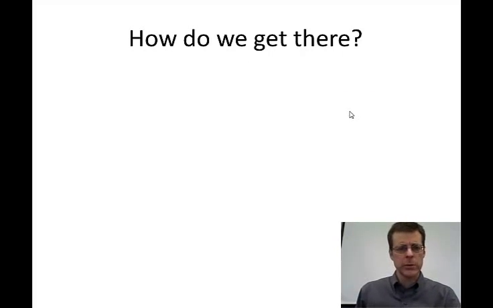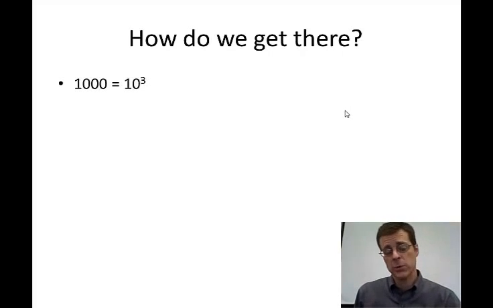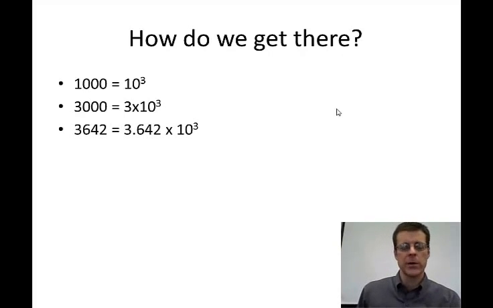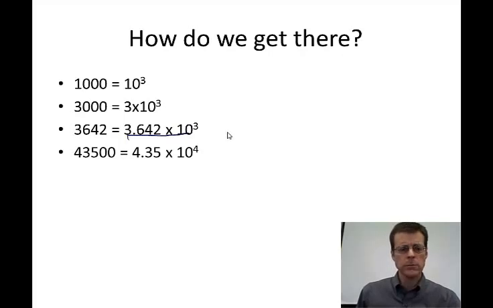Well, how do we get to scientific notation? It's pretty simple, but we're going to go through it step by step. We already know that 1000, for example, is 10 to the exponent 3. Then 3000, I could think of that as 3 times 10 to the exponent 3, 3 times 1000. And if I had 3642, that would be 3.642 times 10 to the exponent 3, and now we have full scientific notation. If I keep going with larger numbers or other numbers, I would be doing the same thing.